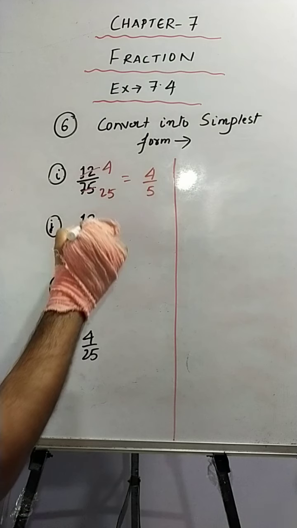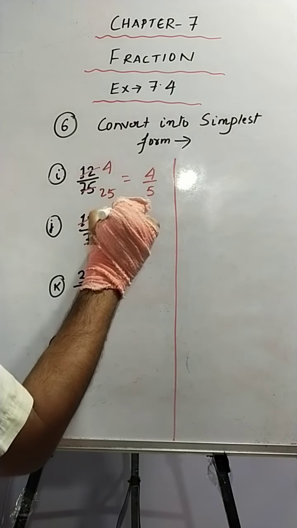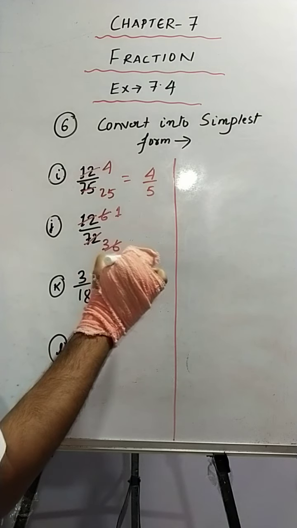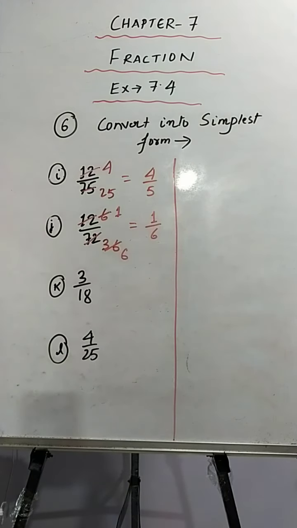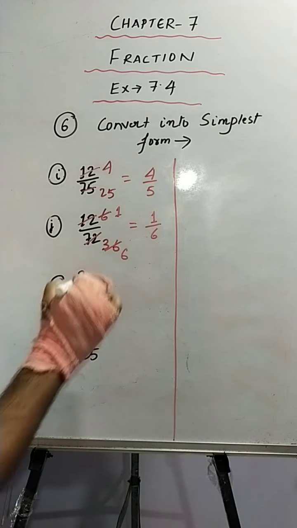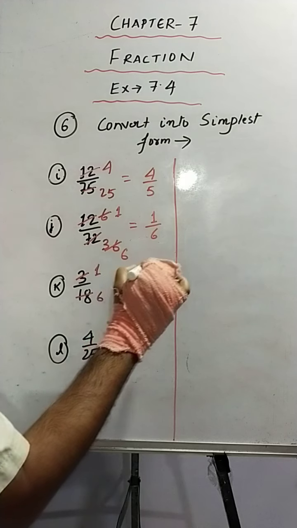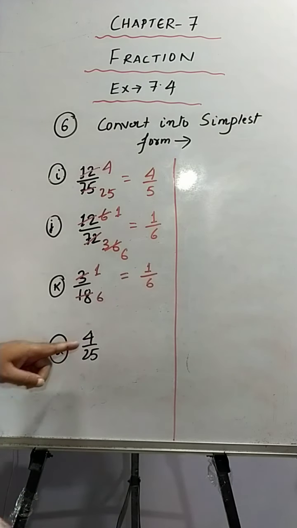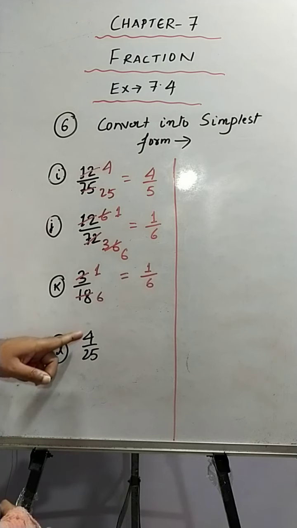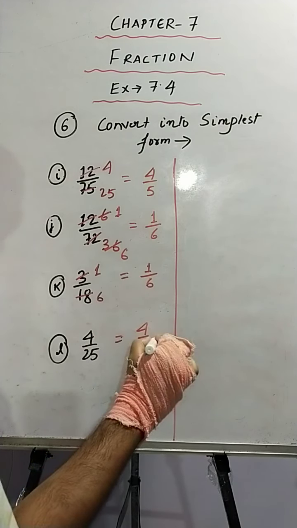Now we have to also reduce this. 2 6s are 12, 2 36s are 72, 6 1s are 6, 6 6s are 36. Okay, so your answer is 1 upon 6. Now let's reduce this also. 3 1s are 3, 3 6s are 18. So your answer is 1 upon 6. Okay, now this we cannot reduce. This is already in the simplest form, so your answer is 4 by 25.